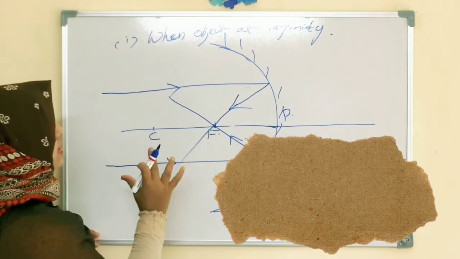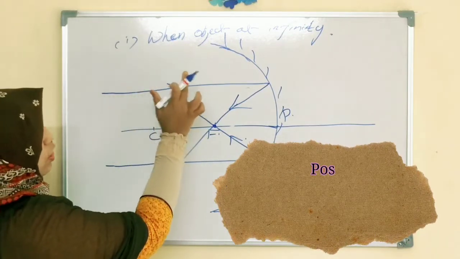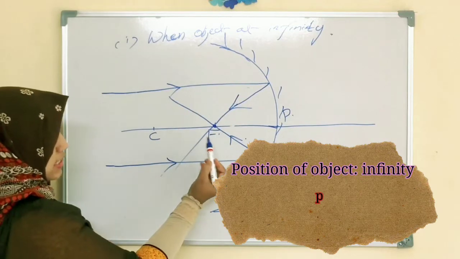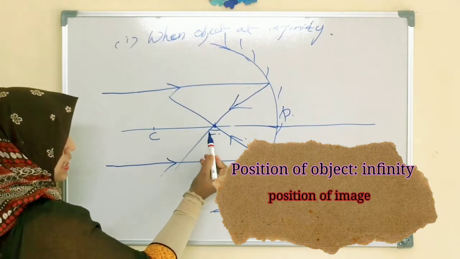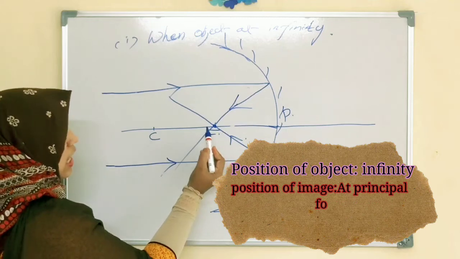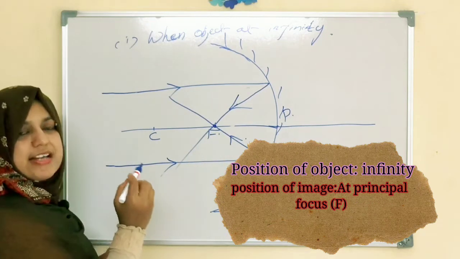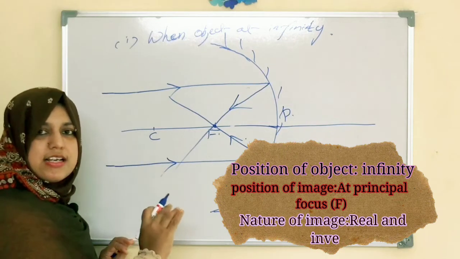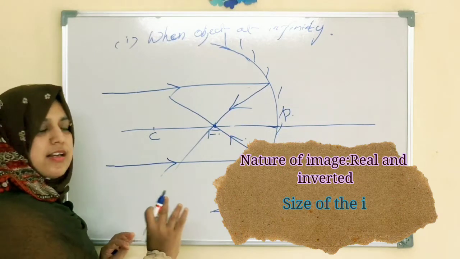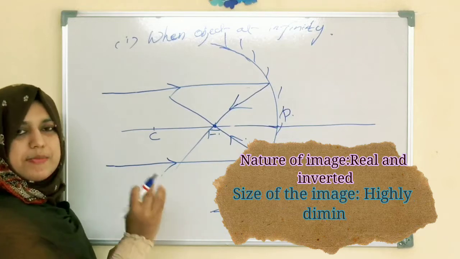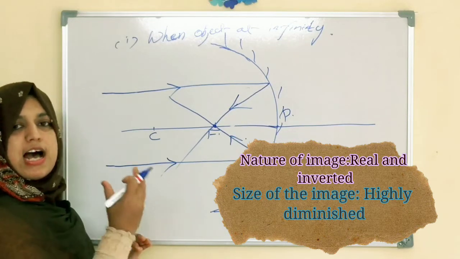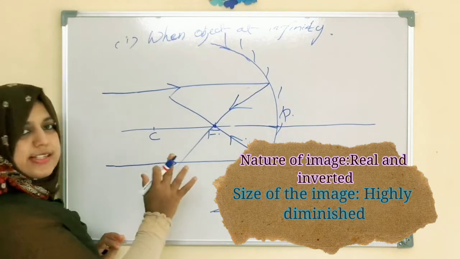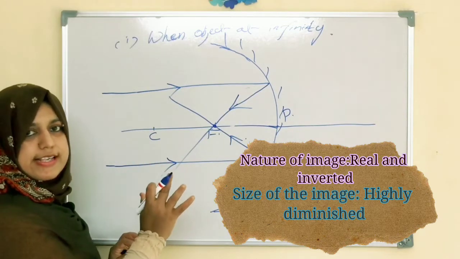We can write first of all, position of the object is at infinity. Then position of the image is at principal focus, and nature of the image is real and inverted. Then next, size of the image is highly diminished. Diminished means smaller size, highly smaller or point size. This is the first position or first case.